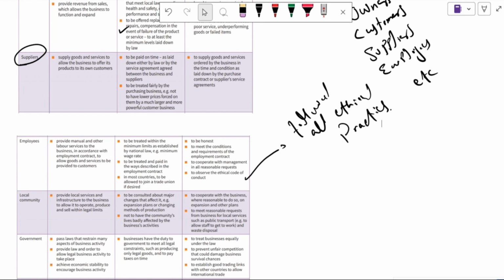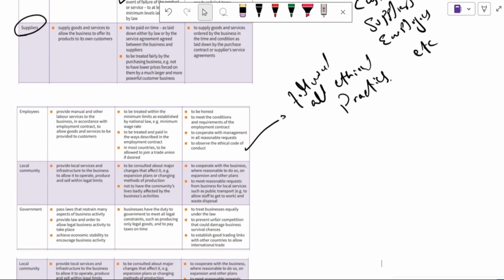If we talk about their responsibilities, what should they be? To meet the reasonable requests from the business for local services, such as public transport to allow staff to get to work, and waste disposal. Whatever waste you have, you have to make sure it is disposed of properly in order to maintain sustainability in the environment.